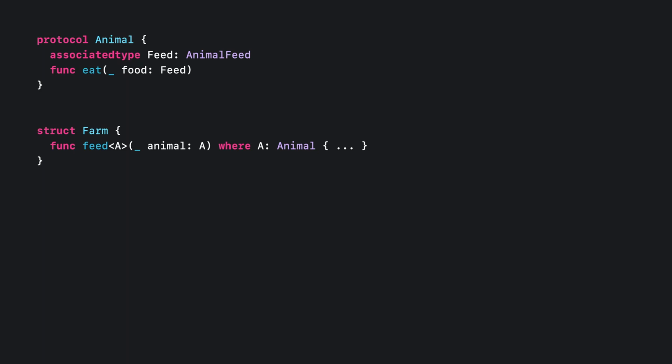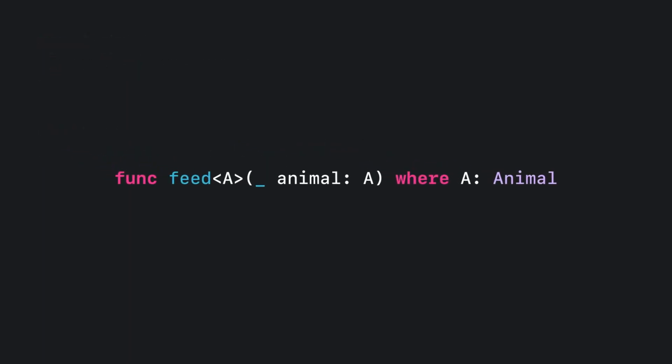Let's focus on the feed method. The type parameter A appears once in the parameter list, and the where clause lists a conformance requirement on the type parameter. In this case, naming the type parameter and using the where clause make the method look more complicated than it really is. This generic pattern is really common, so there's a simpler way to express it.